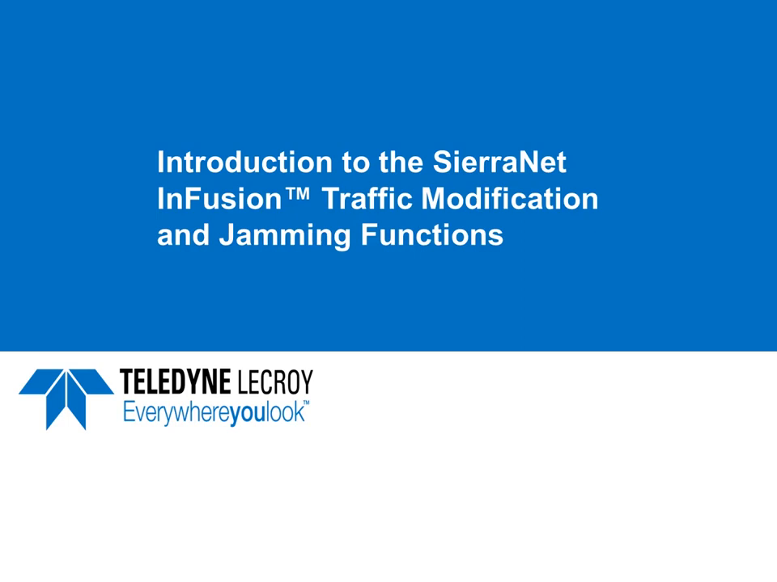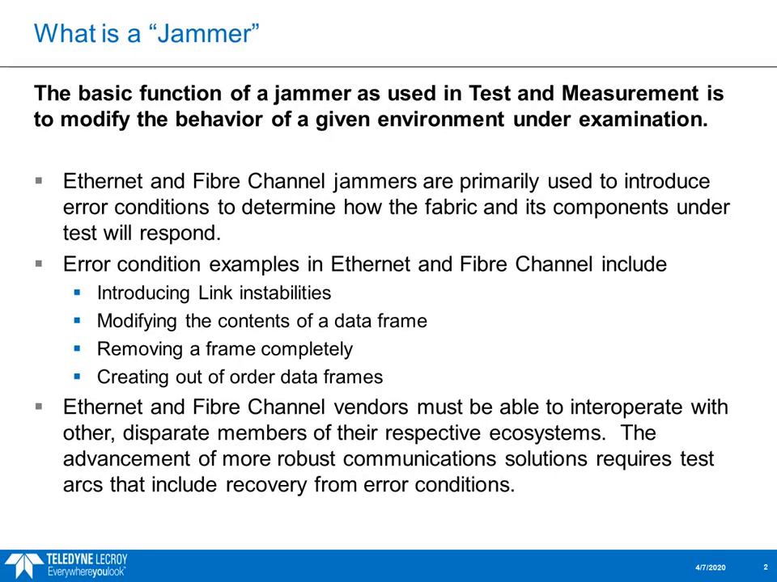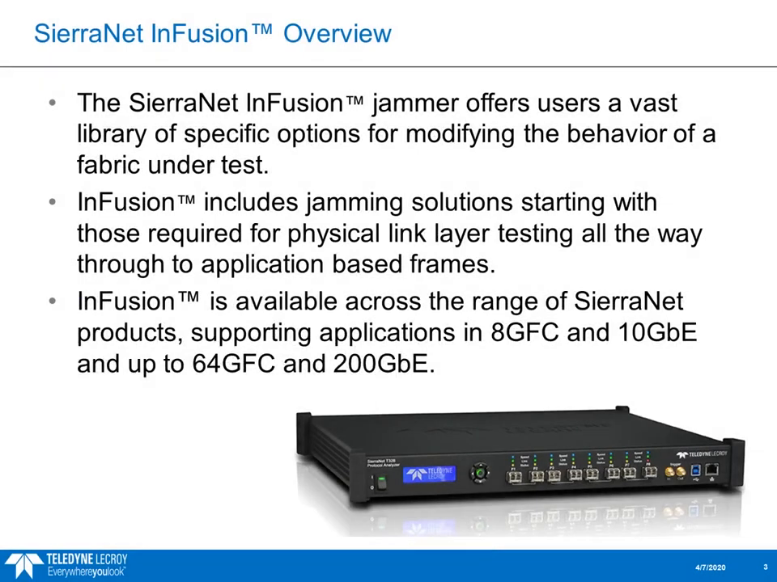This video will introduce the viewer to the InFusion, Ethernet, and Fibre channel jammer product. A jammer is used to modify the behavior of the transport and protocol interfaces under a variety of specific conditions. It may also affect the function and operation of the components associated with the environment under test. The goal of a traffic modification is to better understand how devices under test can recover from error conditions.